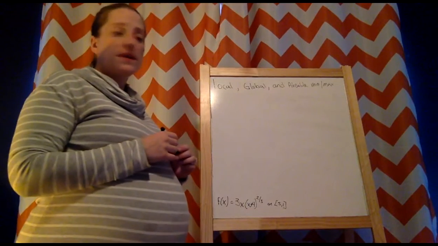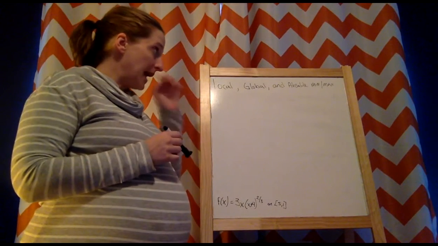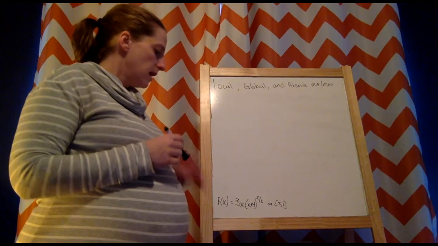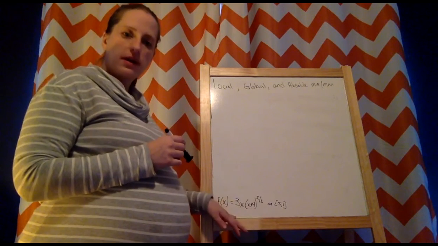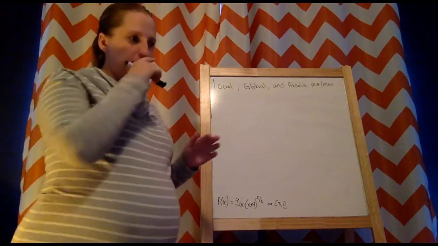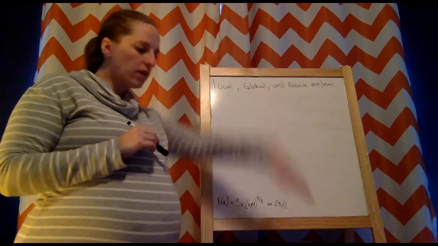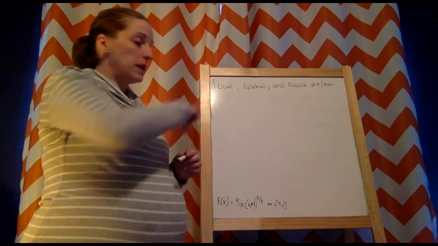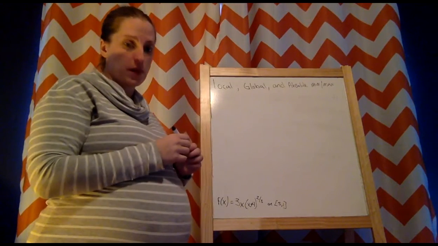Okay, in this video I'm going to do a quick review of local, global, and absolute mins and maxes, and then we're going to apply all of those to this problem down here at the bottom. So remember, a local min and max is basically any peak or valley of a function, and those peaks can be smooth or they can be pointy.